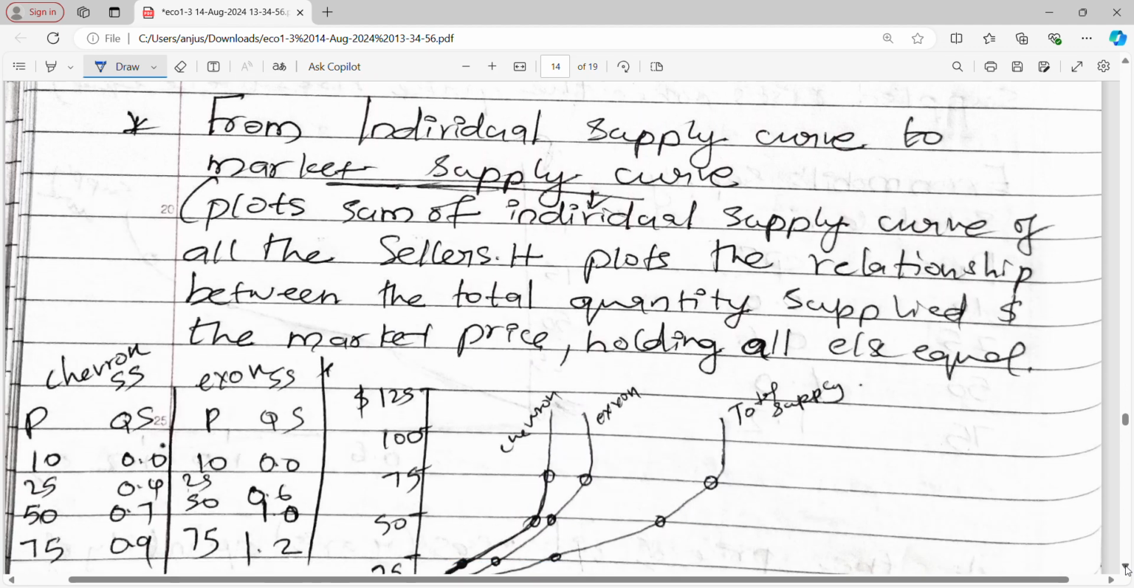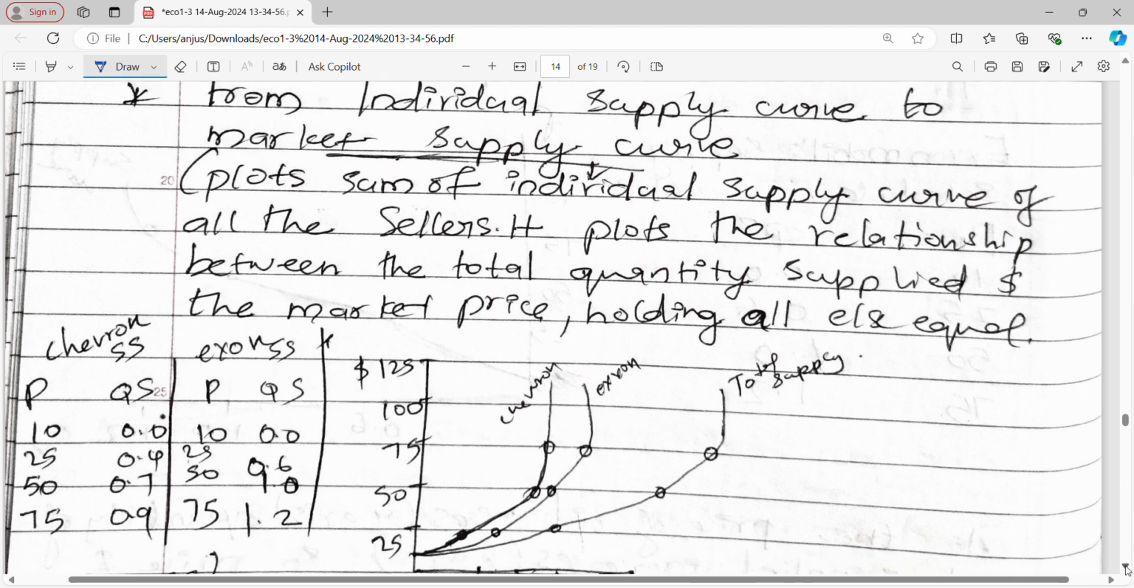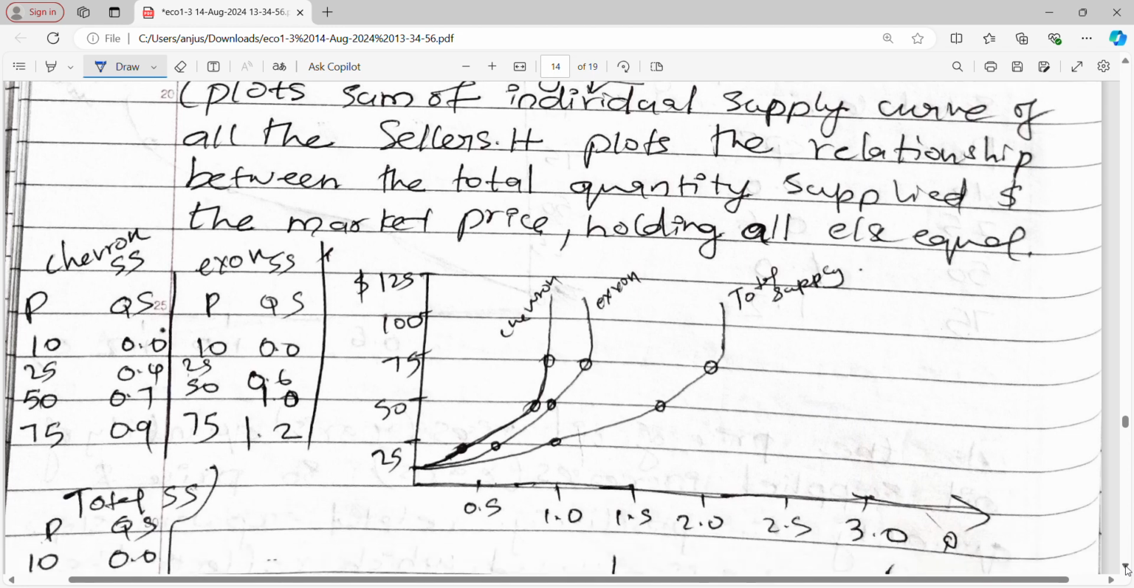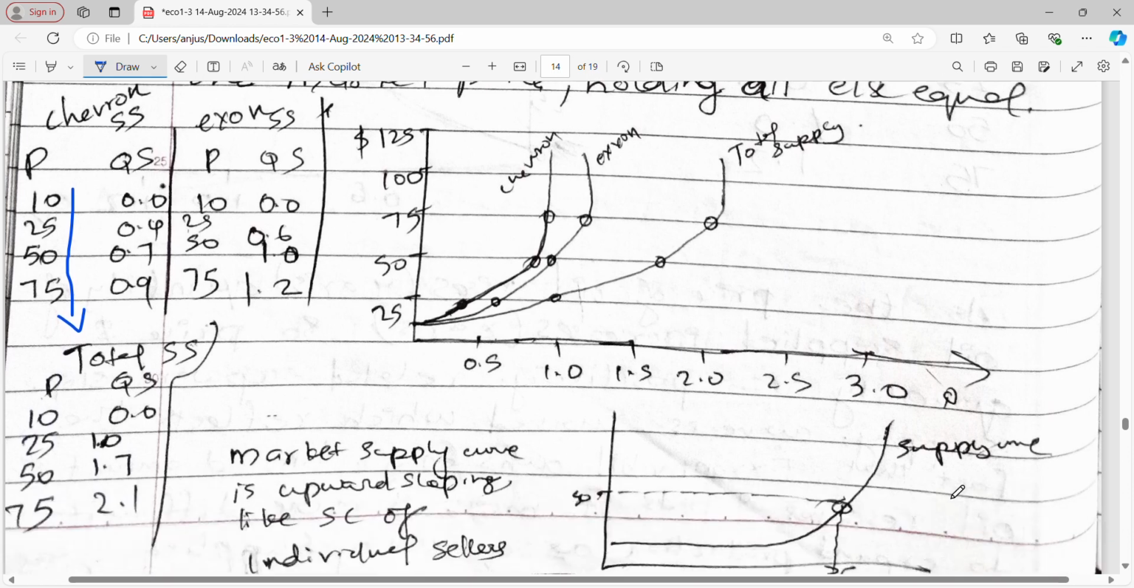Next is from individual supply curve to market supply curve. We know market supply curve means summation of individual supply curves. So it plots the relationship between total quantity supplied and the market price, holding all else equal. With ExxonMobil, we are adding another example of Chevron here, as the market price experienced by both is the same, but the quantity supplied is different. So the quantity supplied of both the firms is added here.